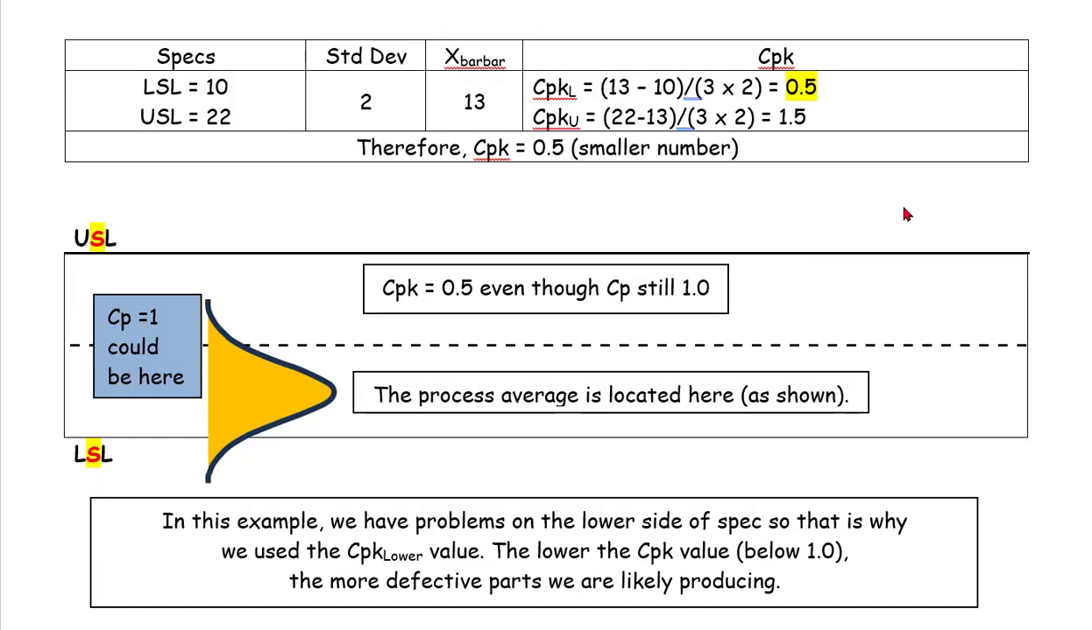Here is another example. Same specification limits, standard deviation 2, our X bar is 13, and so the CPKL is going to be our X bar minus our lower spec, divided by 3 times the standard deviation, and you come up with 0.5. You do the upper, and you come up with 1.5. Therefore, CPK equals 0.5, the smaller number. Not the bigger one or the average, the smaller of the two numbers.